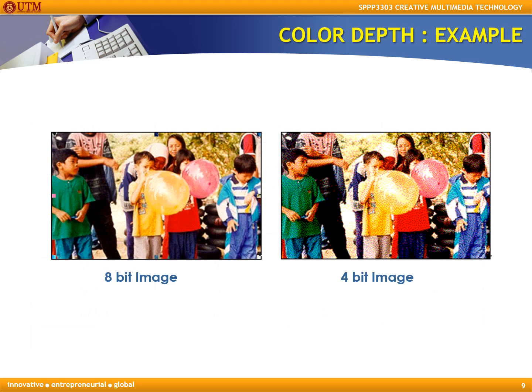These are two images. It's actually the same image, but one with 8-bit and one with 4-bit. You can see that the one with 4-bit is lower in quality. You can see the dots, the pixels in the image.